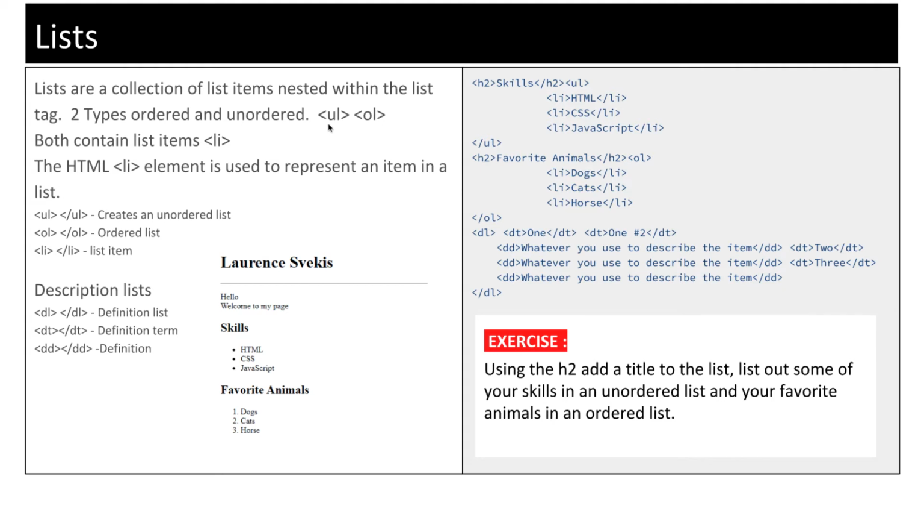Unordered lists have list items that are wrapped within the unordered list, so it's UL. The ordered list is OL, and they also have list items. Inside, they're the same, and it's only the parent that's going to be different.